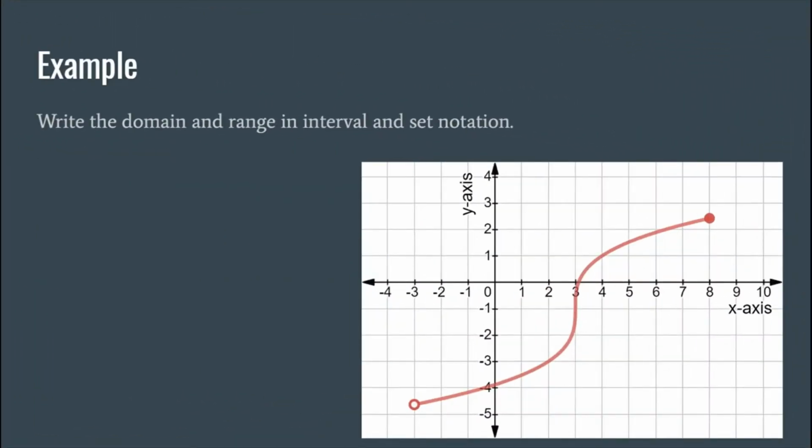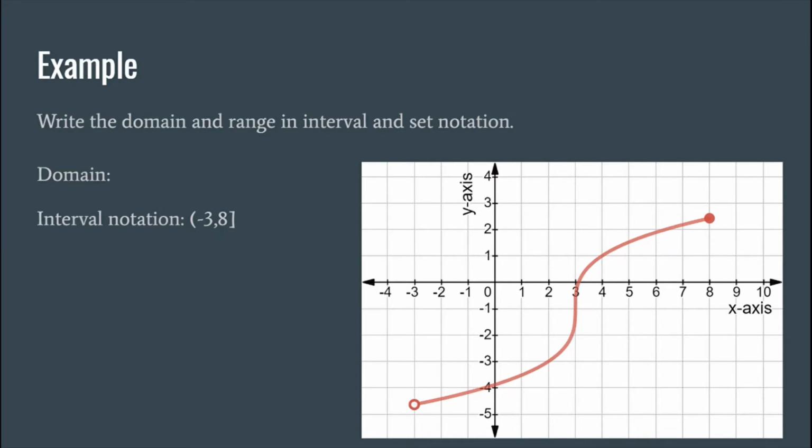Alright, so for this one, we have two distinct endpoints, so we're not going to infinity in either direction. So taking a look at the domain, again, it's our smallest x value to our largest x value. So our smallest x value is -3, largest is 8. So our interval notation should look something like this. Okay, so there's an open circle at -3. So -3 gets the parentheses, and there's a closed circle at 8. So 8 gets the bracket.